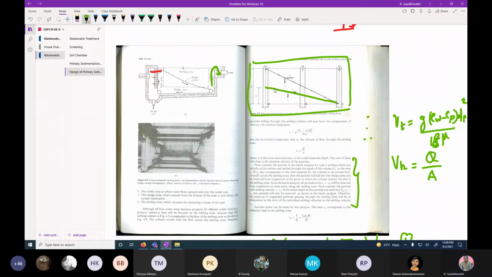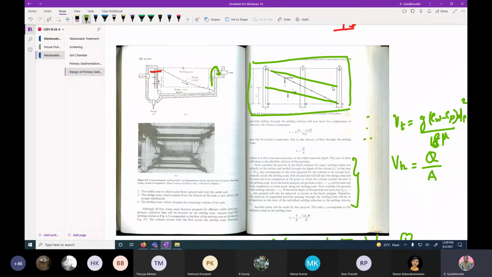But the height should be within ZP. Then only it will reach the bottom. If it is with velocity less than that, definitely it will not reach the settling zone. It will go like this. That means the performance of the system is not good. You can expect some amount of suspended solids in the outlet. Is it clear, students?